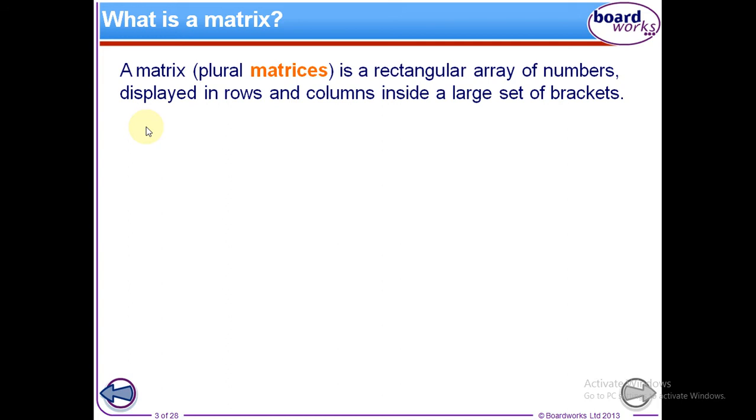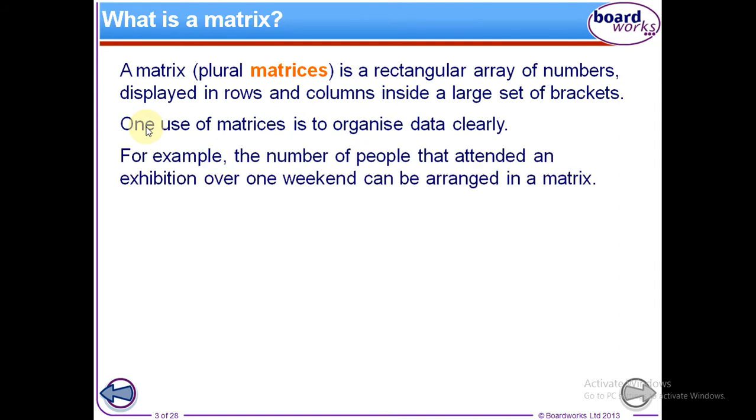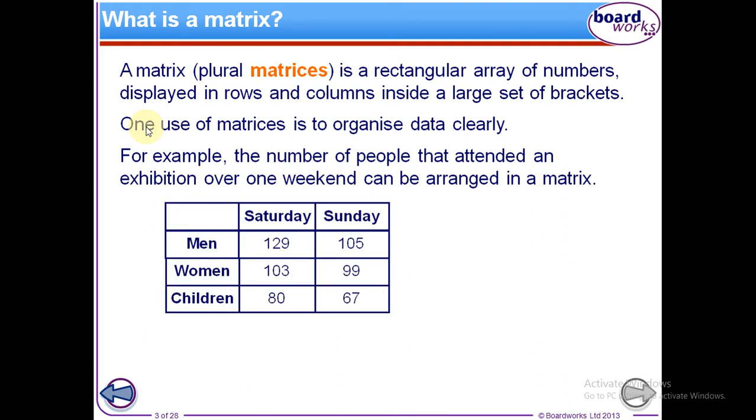So a matrix, plural matrices, is a rectangular array of numbers displayed in rows and columns inside a large set of brackets. So one use of matrices is to organize data clearly. For example, the number of people that attended an exhibition over one weekend can be arranged in a matrix. So you can see here now, we have number of men and women, then children, and on a particular day, Saturday and Sundays. So you can represent this data in matrix form.